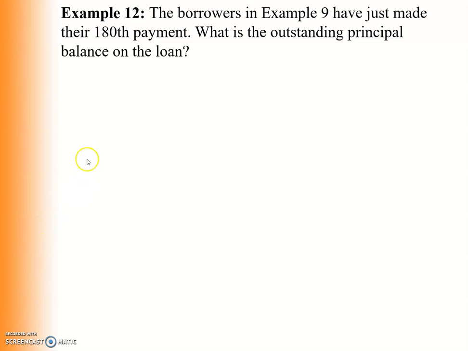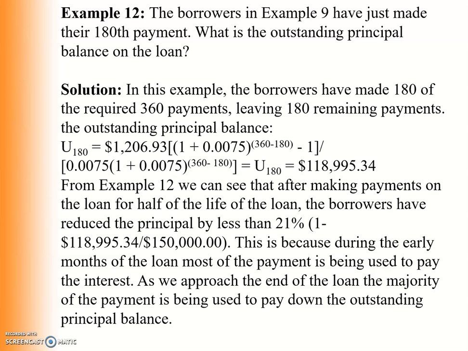Okay, let's do one more example. The borrowers in example 9 have just made their 180th payment. So what is the outstanding principal balance on the loan? In this case, 180 payments have been made. So what is the outstanding balance on the loan? We have to calculate it. This can be calculated by finding the outstanding balance at the end of the 180th payment, using this formula.